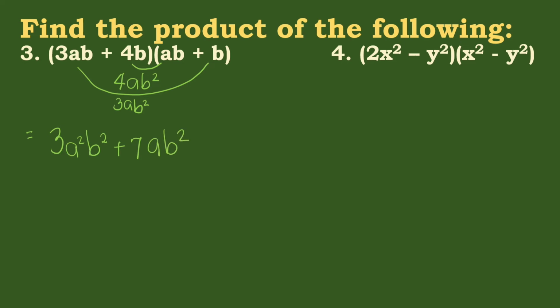And then finally, we have the last terms. So that would be positive 4b squared. Alright? So this would be our final answer.